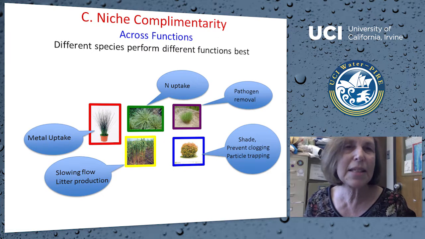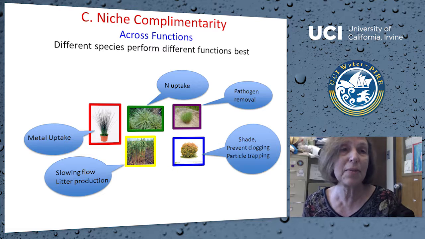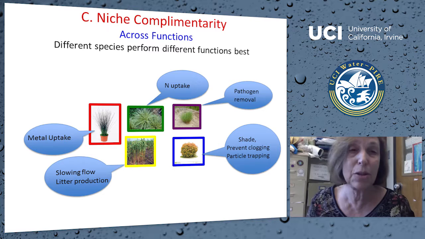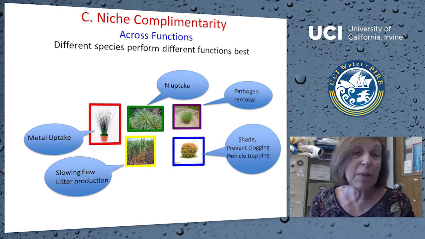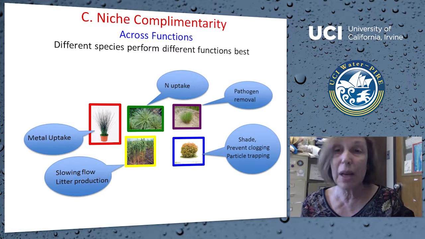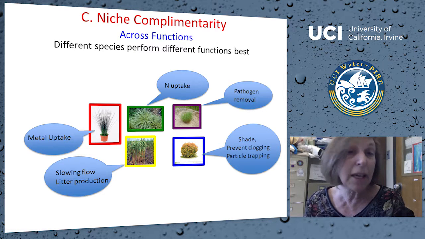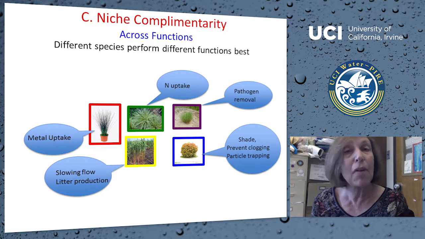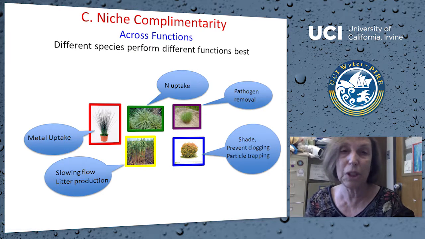Okay, next slide. Another form of niche complementarity occurs across ecosystem functions, where we have different species performing different functions best. And you're probably going to have to click one more time to see the whole slide. We might have some species that are better at metal uptake, others better at nitrogen uptake, others with more influence on pathogen removal or preventing clogging or slowing flow. And the concept is that when we have all those species working together, we have all the functions performed to maximize the desired biofilter function.